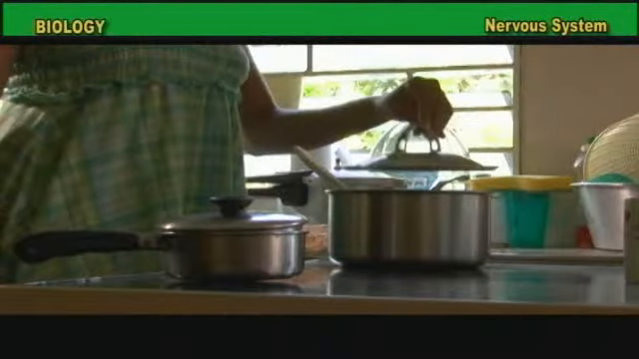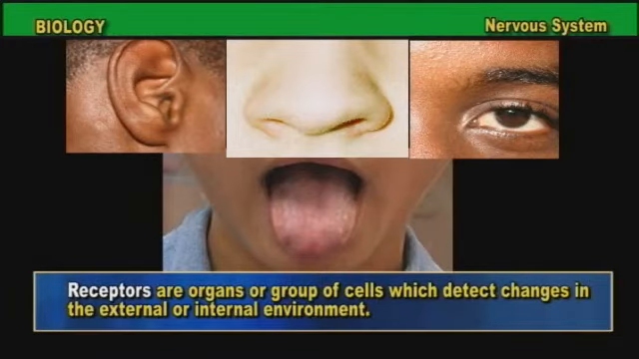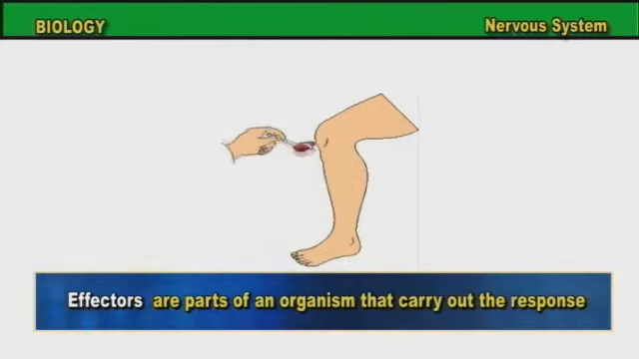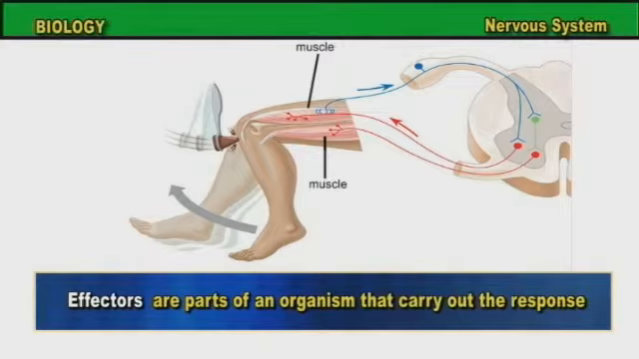But how do you know that the pot is hot, or when you stub your toe? In order to detect the stimulus, receptors need to be present in the body. Receptors are organs or groups of cells which detect changes in the external or internal environment. To carry out a response, effectors need to be present. Effectors are parts of an organism that carry out a response. They are usually attached to muscles which allow them to stimulate actions like jumping and running.